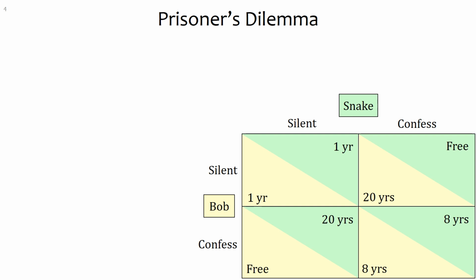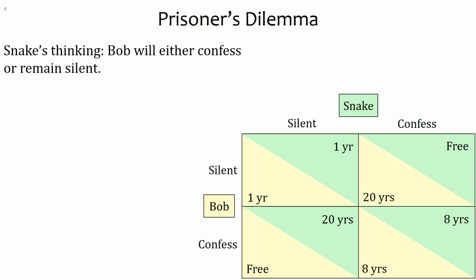So what should they do? What should each of the two criminals in this case do? What is the best option for them? So let's see the line of thinking of any of them. Let's say Snake in this case. Snake is thinking that Bob will either confess or remain silent. Remember, these are in two isolated rooms. They cannot communicate with each other. So they cannot plan ahead and say, okay, both of them are gonna remain silent so we get the least amount of jail time, right? They're separated.